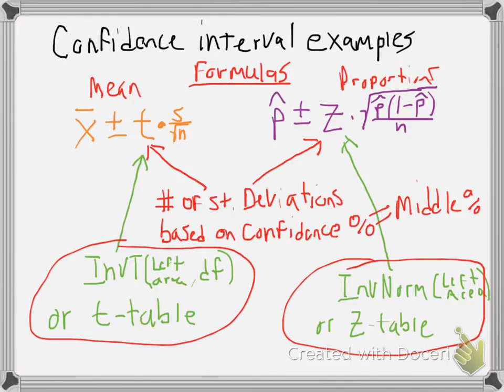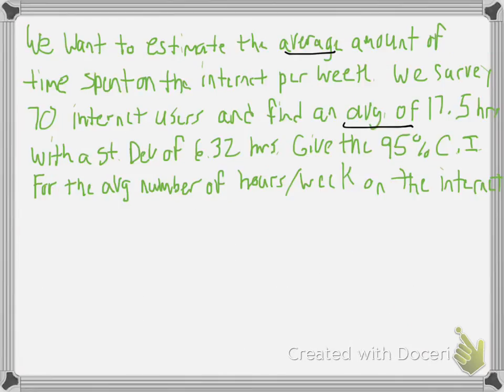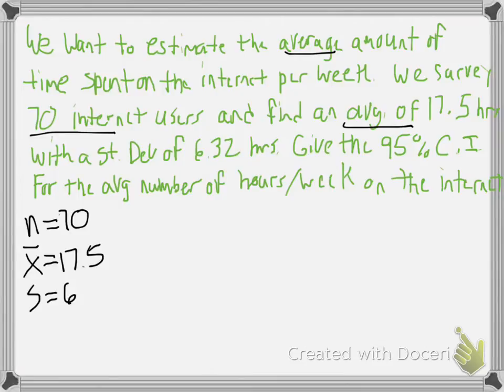So we're definitely using the orange formula, x bar plus or minus t times the standard deviation divided by the square root of n. So we just need to jot down what we have. It says we survey 70 internet users. That tells us n is 70. And find an average of 17.5. Well, that means that x bar is 17.5. And sample standard deviation, because it came from the sample, 6.32.